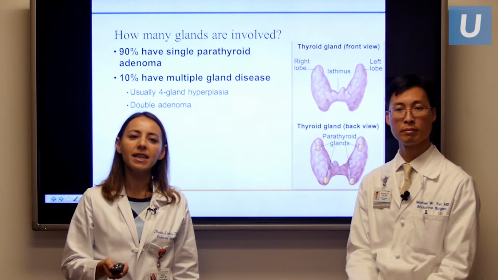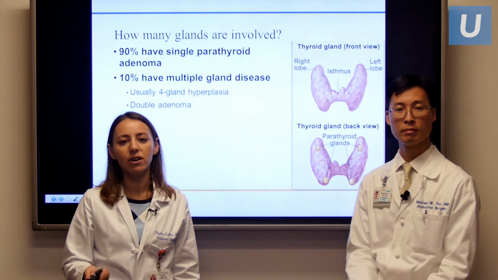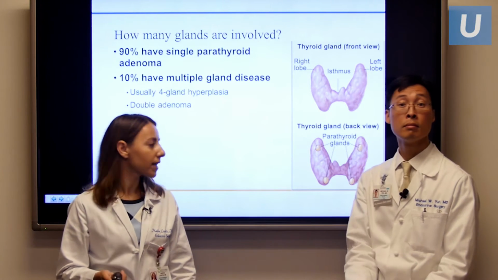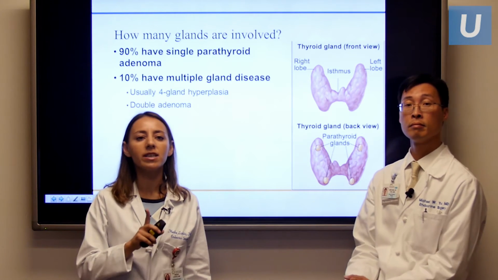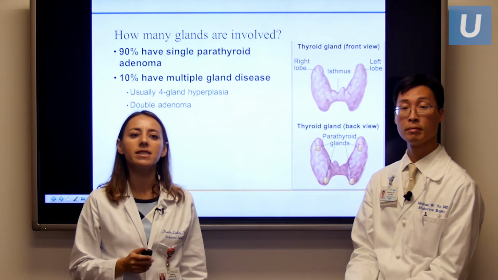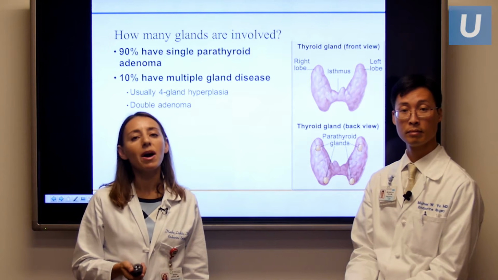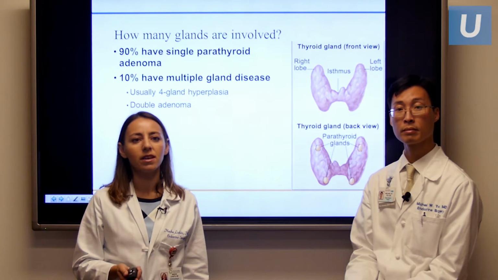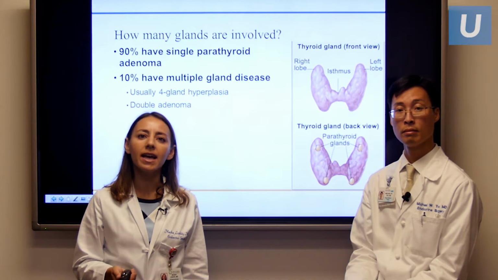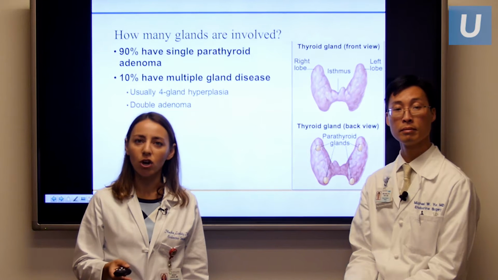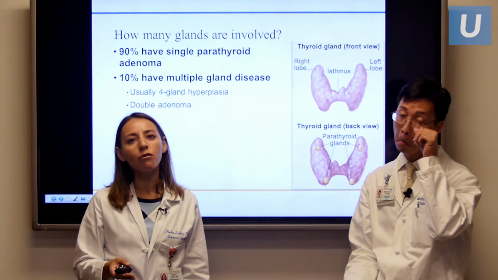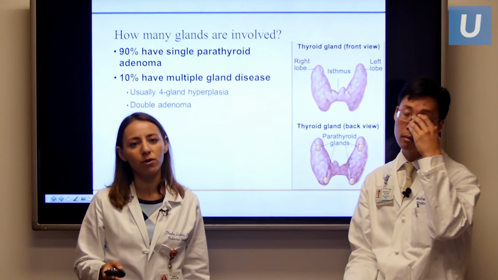So then how many glands are usually involved in hyperparathyroidism? You have 4 parathyroid glands, as you can see here, these yellow circles. And most patients will just have a single gland involved. This is called a single parathyroid adenoma. About 90% of patients will have this. The remaining 10% will have multi-gland disease. And usually that's when all 4 glands are a little bit large, called hyperplasia, and all 4 are producing just a little bit too much hormone.